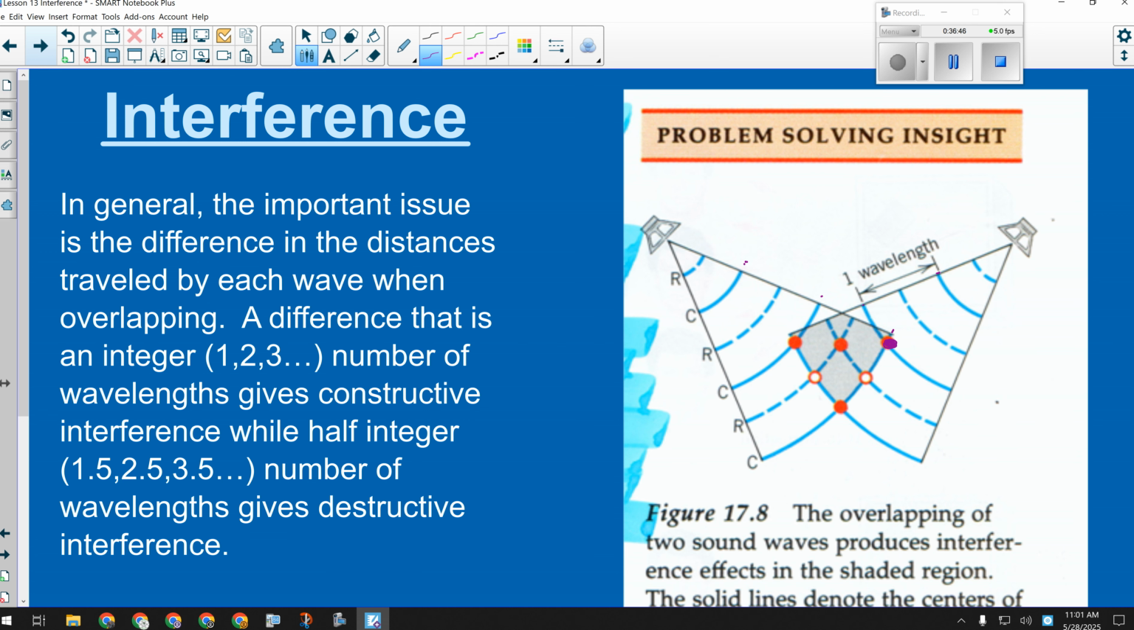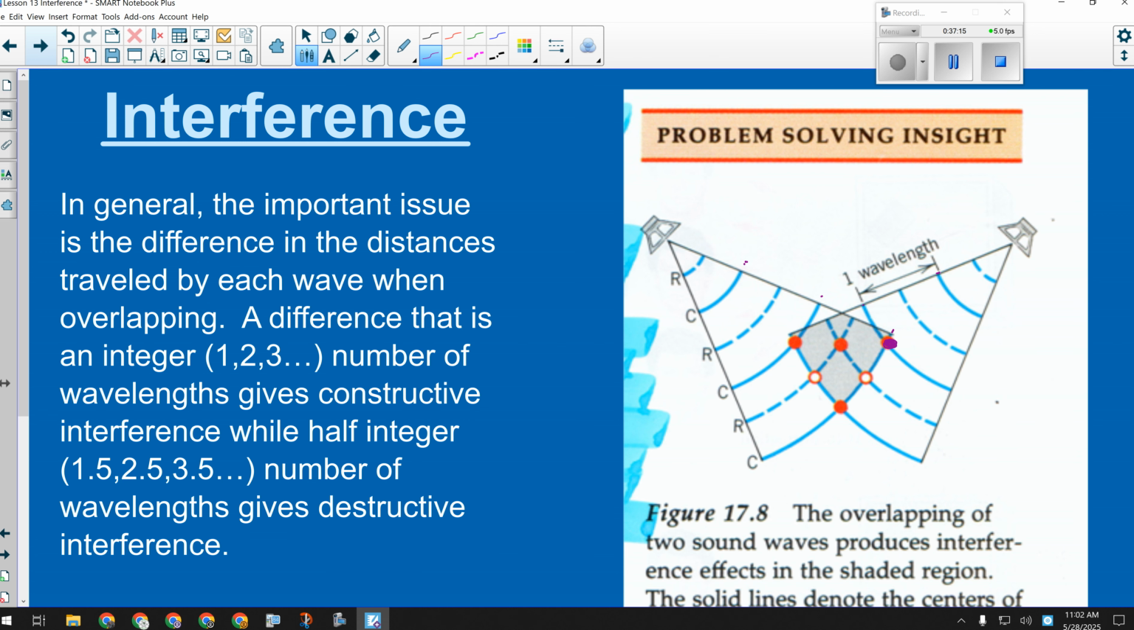Anytime you subtract the number of wavelengths from each speaker, if it's a whole number, they're in phase. If it's anything .5, then they're completely out of phase. I'm never going to give you a question where it's not a whole number or .5, okay? Because then you can't really give me a definitive answer. So it's never going to be like 0.33 wavelengths. It'll either be a full number of wavelengths or a half, 2.5, 10.5, whatever.